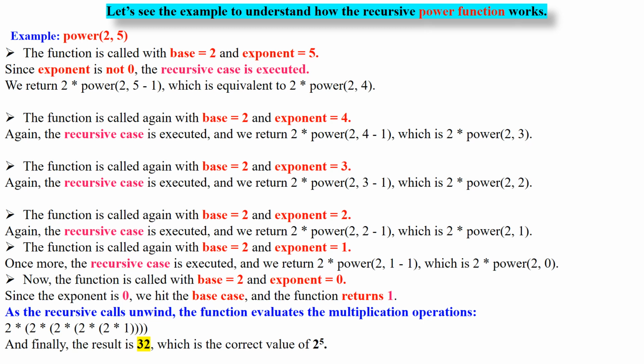As the recursive calls unwind, the function evaluates the multiplication operations. 2 times, 2 times, 2 times, 2 times, 2 times 1. And finally, the result is 32, which is the correct value of 2 power 5. This is the beauty of recursion.